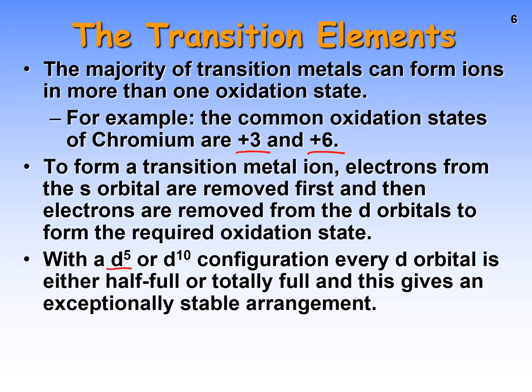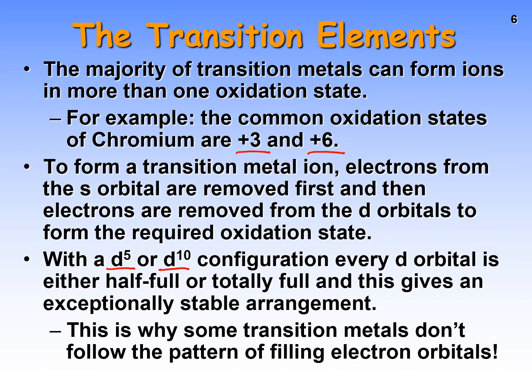Again, the d5 and d10 electron configurations in the d orbital are incredibly stable. Because of that, we have an electron from the 4s or the 5s and so on jumping ship into the 3d, or whatever energy level you're at, for chromium's column and silver's and copper's column. This is why they don't fit the normal pattern for filling electrons in terms of electron configuration.